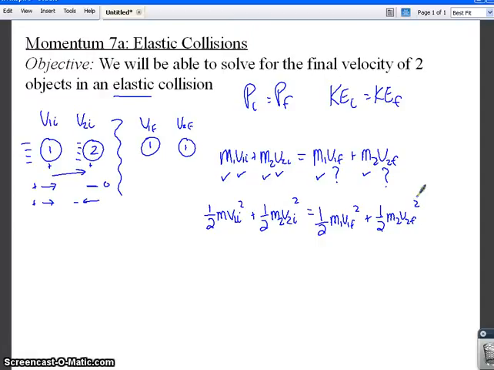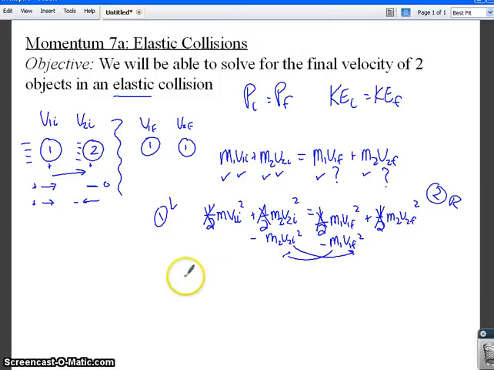So let's start simplifying this down. I don't expect you to be able to do this on your own. I'm showing you how to do this, okay? First off, we notice there's a 1/2 in every single term, so we can cancel that out. Okay? 1/2s are gone. Now I'm going to put all of object 1 on the left, and all of object 2 on the right. So I'm going to move this one over here and this one over here: minus m1 v1 final squared, minus m2 v2 initial squared. This one goes over here, this one goes over here.